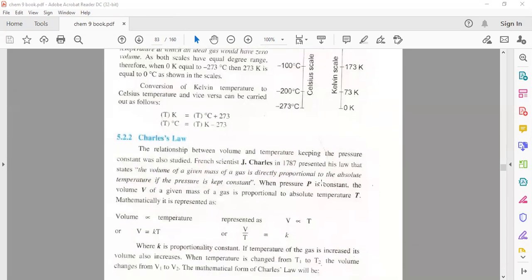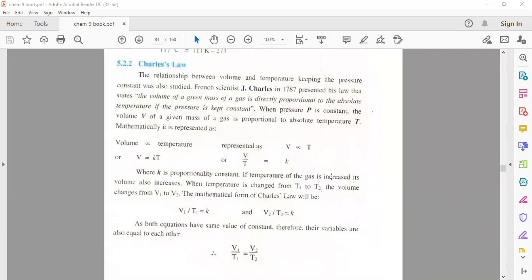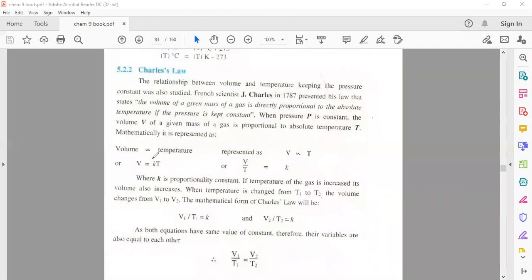Here you can see the mathematical form of Charles' law. Volume is directly proportional to temperature, which can be represented as V ∝ T. If you want to remove this proportionality sign, you have to add a proportionality constant. So V is equal to kT. Due to this proportionality constant, we can change the proportionality sign into equals to.